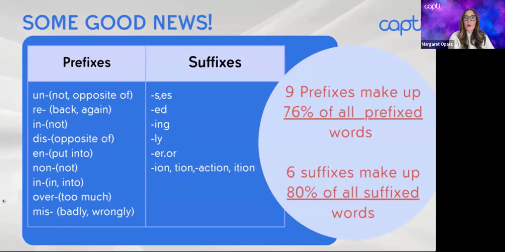We know that there are more that should be taught, but these would be really helpful for students to really be able to unpack the meaning of those prefixes. And then the same is true for suffixes. There are really 6 that make up 80% of all suffixed words.